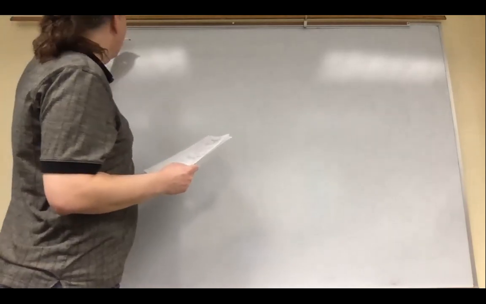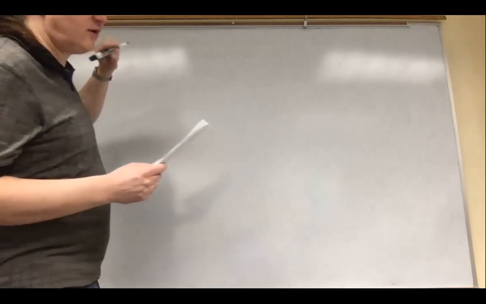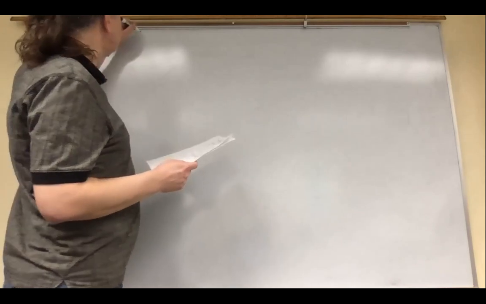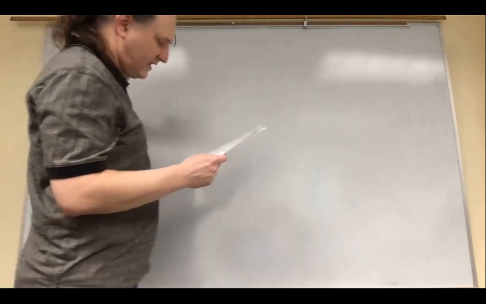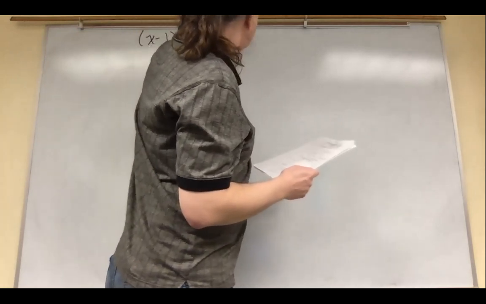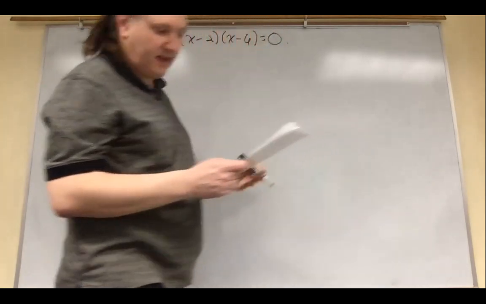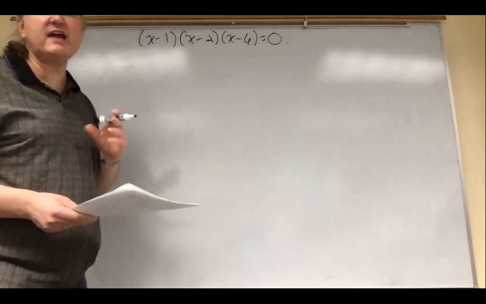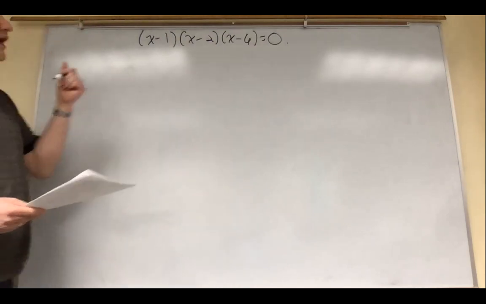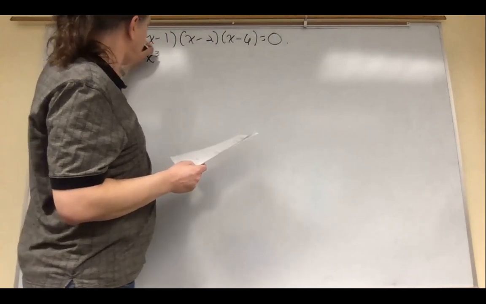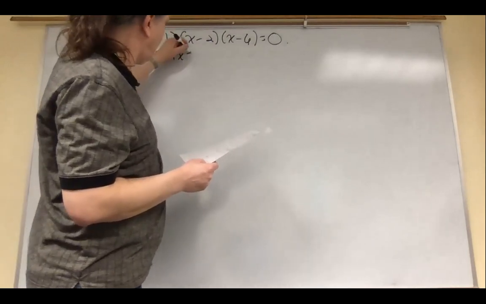So let's get going. This is still Cardano, still 1545. I'm not writing it up because it's the same as last time. I want to notice what usually happens. And to do so, I made up this example. I'm going to do this example because I know the answers. The answers are 1, 2, and 6. Those are the roots, clearly. So I multiplied this out, and I got that.